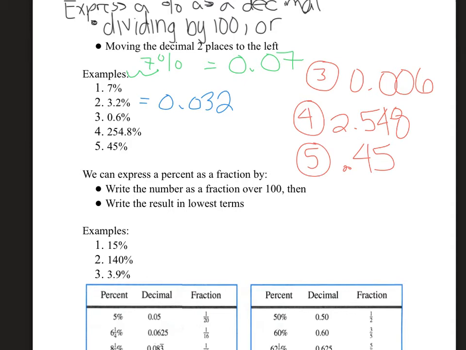We can also express a percent as a fraction by writing the number as a fraction over 100 and then simplifying into lowest terms. So if I have 15%, all you need to do is do 15 over 100, and then you can simplify this in your calculator using that ABC key. So you'll just do 15 ABC 100 and enter, and that gives you 3 over 20.